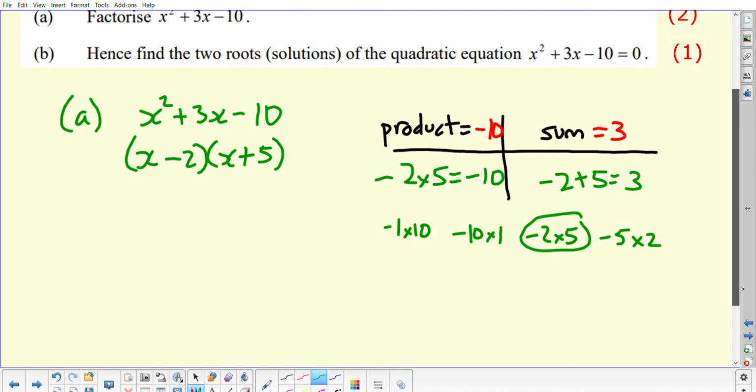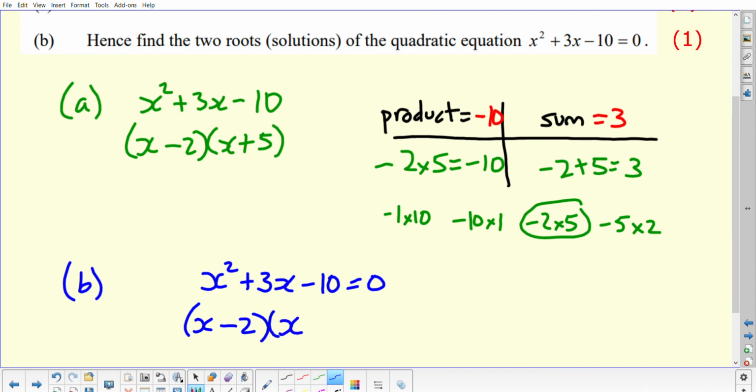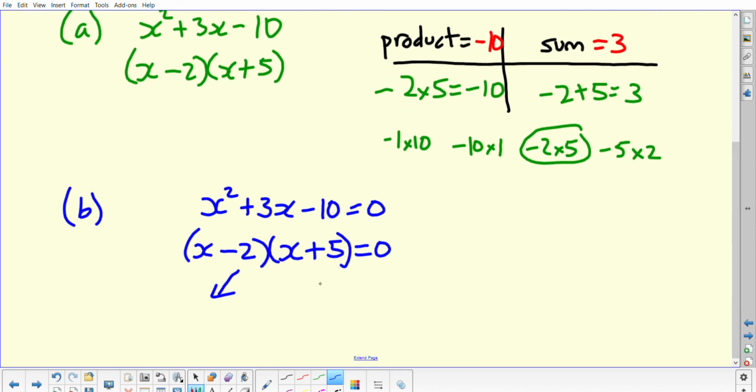Then part B is saying hence. Now the word hence in maths always means use what you've just done to help you solve x squared plus 3x minus 10 equals 0. So we would be looking for you to replace this 3-term expression, so your trinomial expression, with your double brackets, your factorised form in other words. And once you've done that, you're then looking to split it up into two little mini equations.